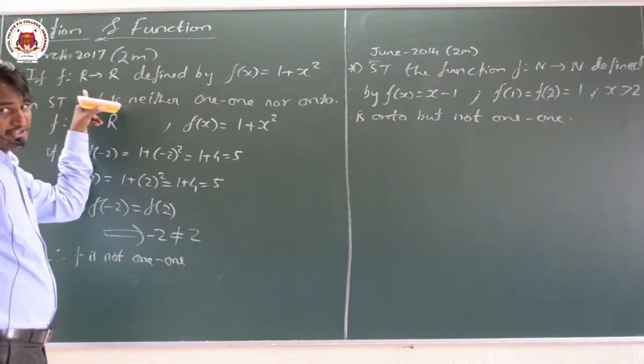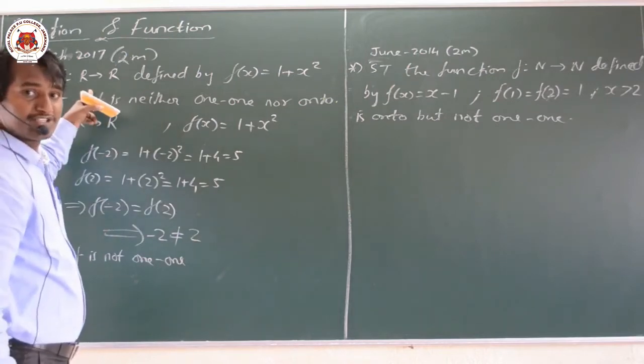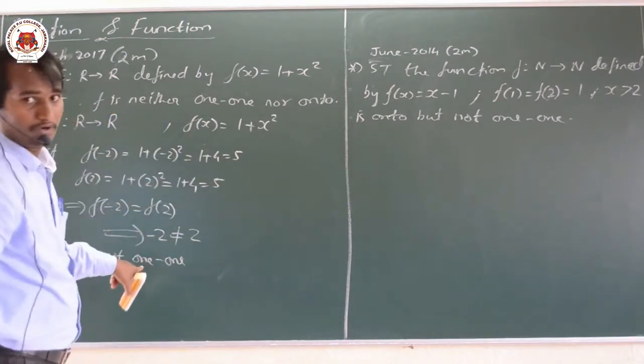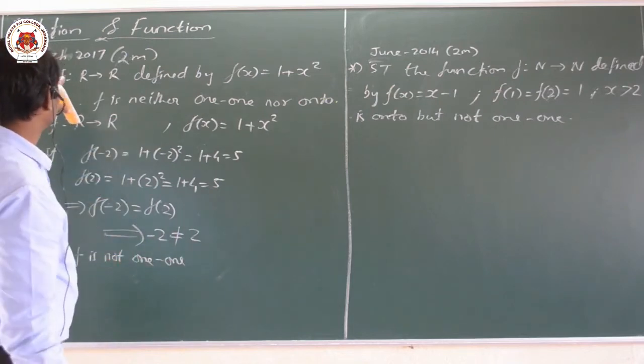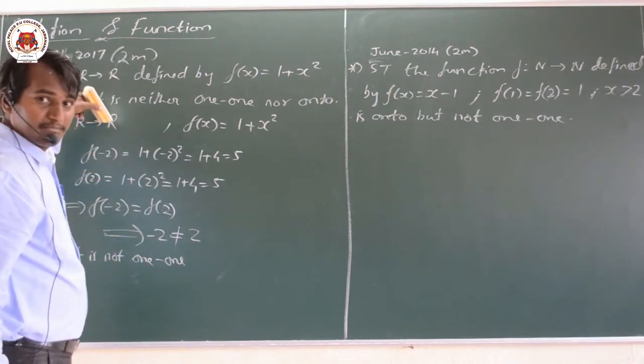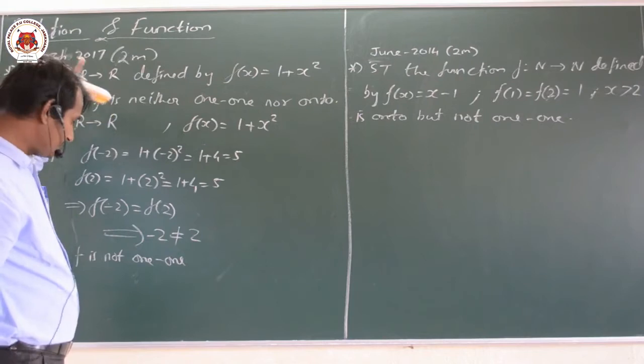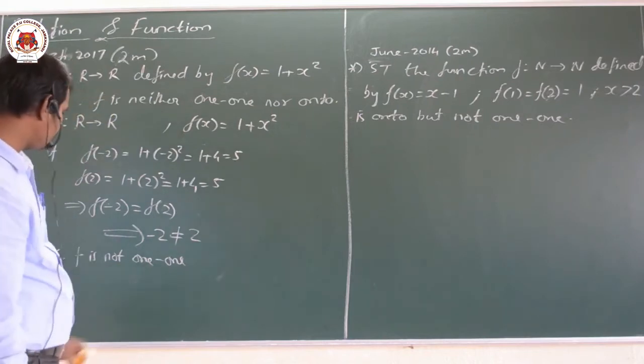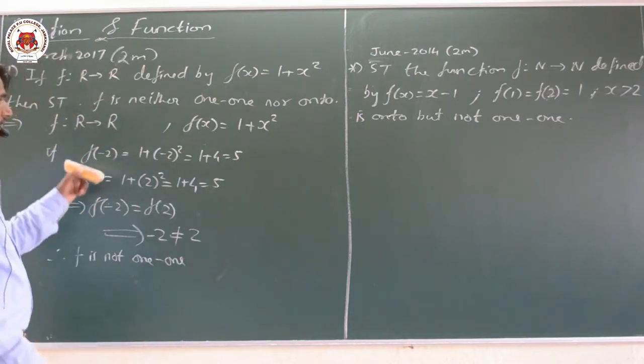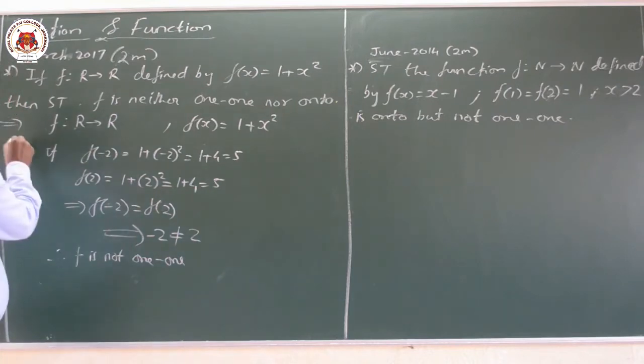If it was a natural number, in that case it was a 1-1 function. But here we have real numbers. If we have integers also, it is not 1-1 either. Okay, now this is all about the 1-1. Next one, the onto.